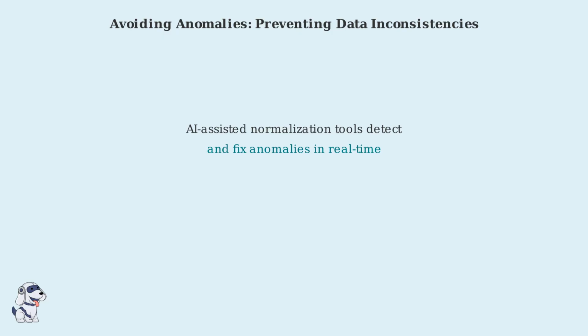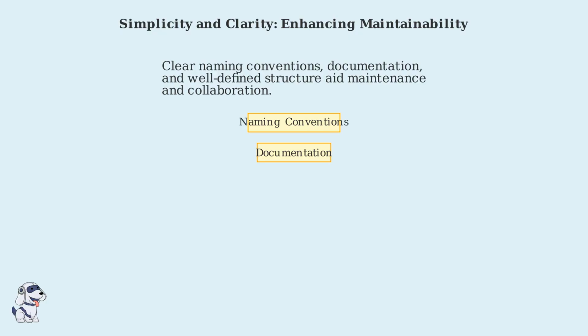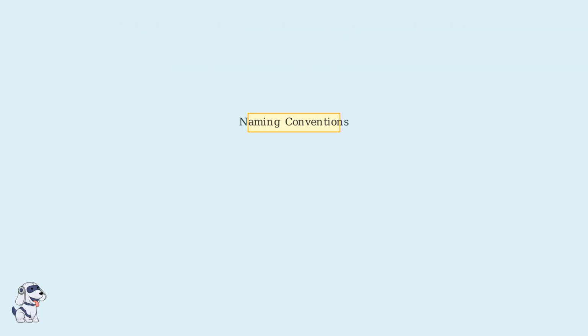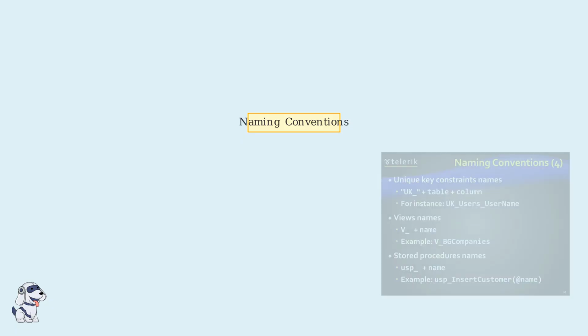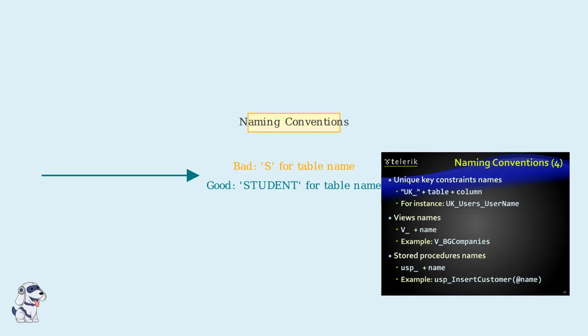AI-assisted normalization tools can detect and fix these anomalies in real time, ensuring database integrity. Clear naming conventions, documentation, and a well-defined structure aid maintenance and collaboration. Descriptive names, ER diagrams, and metadata comments enhance understandability. Naming conventions are crucial for clarity. Use descriptive names like student instead of S to improve readability.